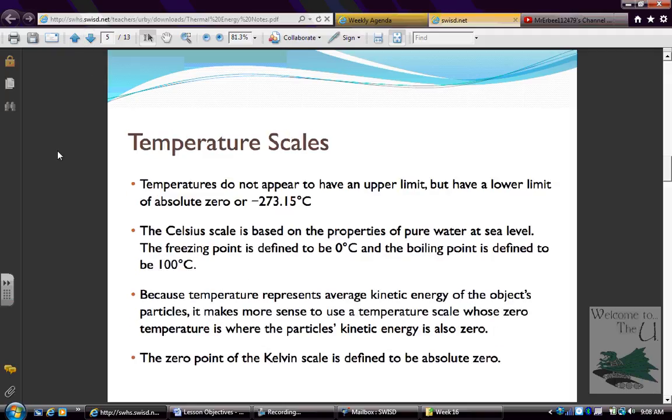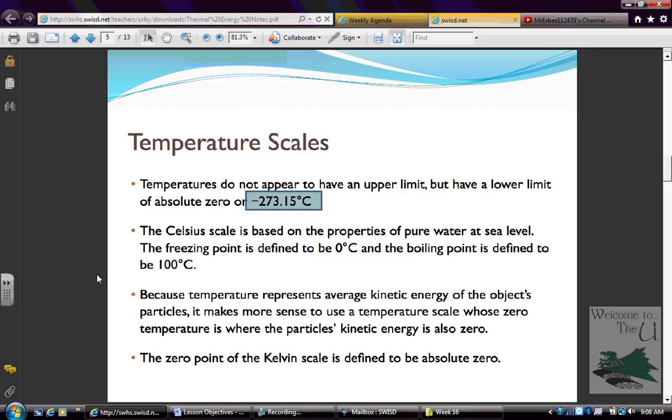Okay, so temperature scales. It says here temperatures do not appear to have an upper limit, which is to say that you can get as hot as you can get with the particles moving as quickly as they can move. But it does have a lower limit of absolute zero, which is going to be negative 273.15 degrees Celsius. So that's going to be absolute zero, and that's in degrees Celsius here. The Celsius scale is something that you may be familiar with seeing in some science classes, and it's based on the properties of pure water at sea level.